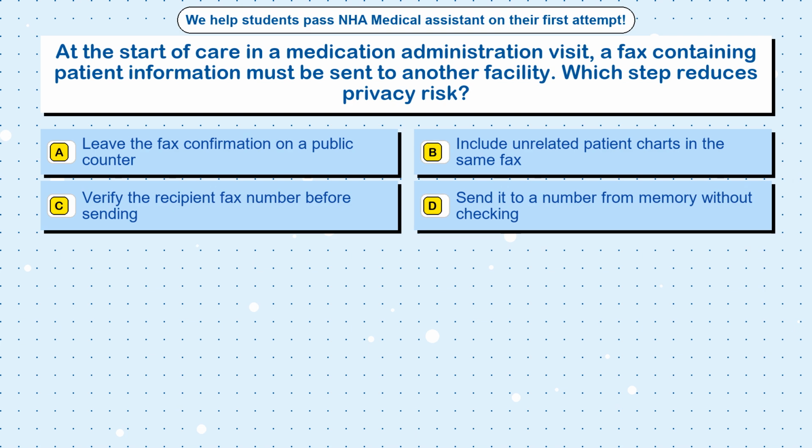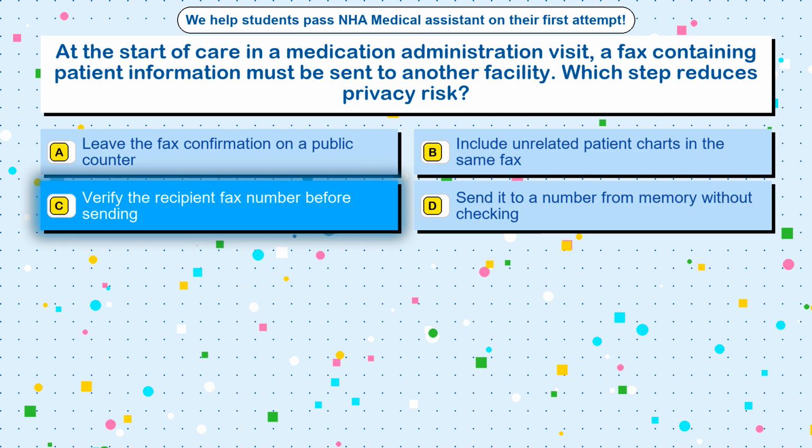Question 15. At the start of care in a medication administration visit, a fax containing patient information must be sent to another facility. Which step reduces privacy risk? Option A. Leave the fax confirmation on a public counter. Option B. Include unrelated patient charts in the same fax. Option C. Verify the recipient fax number before sending. Option D. Send it to a number from memory without checking.